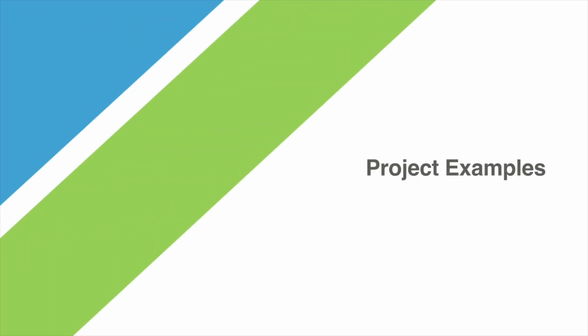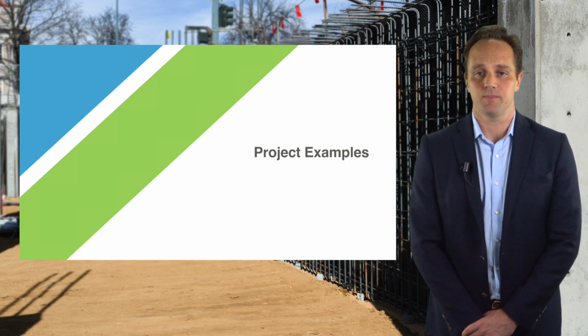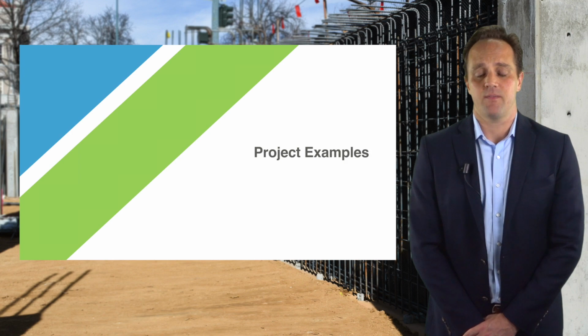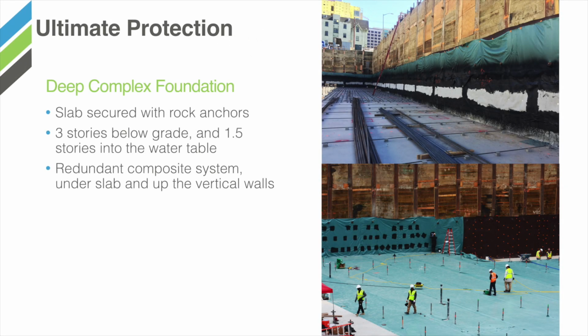Now we're going to discuss some project examples of how redundant field installed composite systems are applied in the real world. Again, the concept behind redundant field installed composite systems is the ability to scale the system to meet the project needs. For deep, complex foundations being built into the water table, ultimate protection is required. What makes this foundation complex are the number of rock anchors that are used to secure the slab. The rock anchors are used to secure the slab due to the high amount of hydrostatic pressure. What makes this difficult from a waterproofing standpoint is that these are all penetrations in our system.